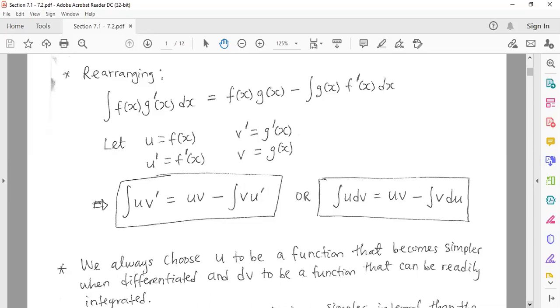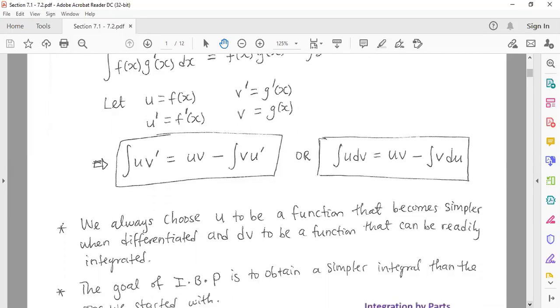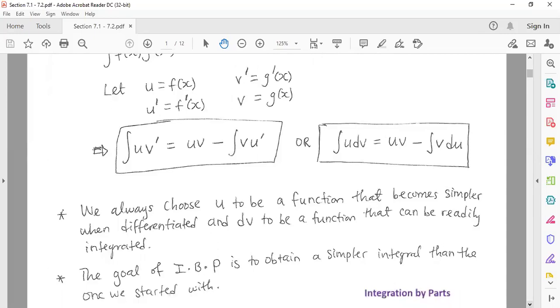If you choose u, you differentiate u, and it doesn't get any simpler, let's say it even gets more complicated after differentiating, therefore your u is wrong, all right? If you choose dv and you can't integrate that, automatically it is still wrong, all right? So the goal of integration by parts is to obtain a simpler integral than the one we started with.